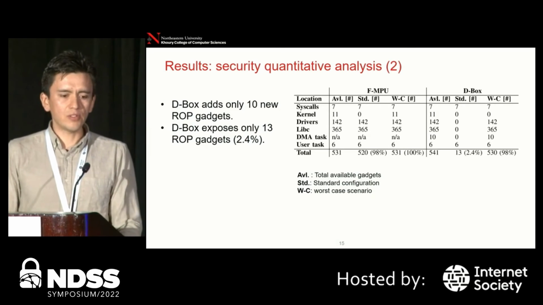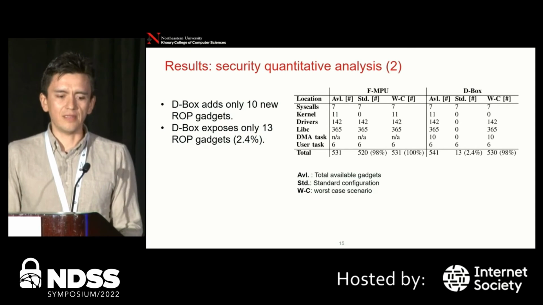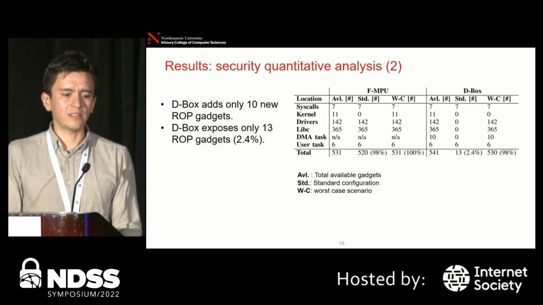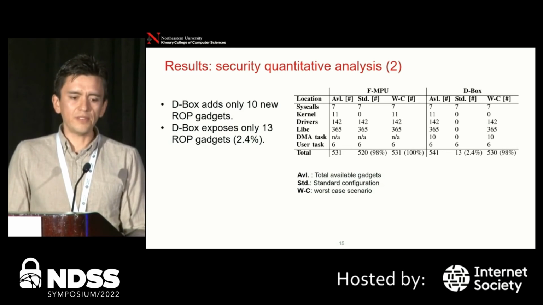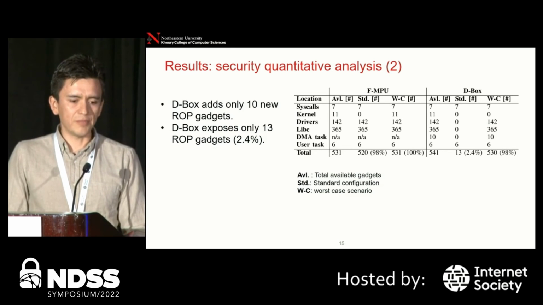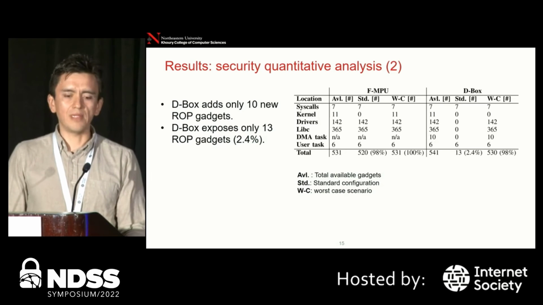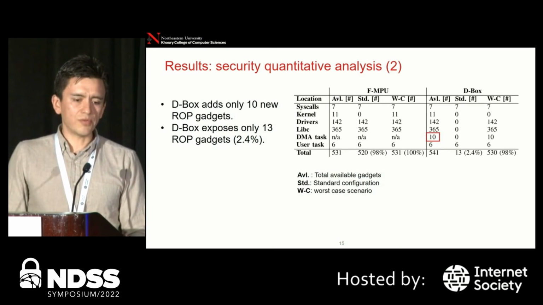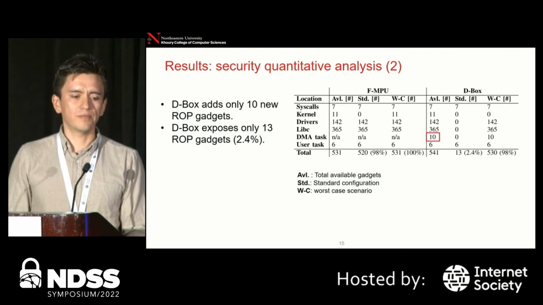In the second part, we also evaluated the number of return-oriented programming gadgets that our implementation includes, and D-box only adds 10 new gadgets. It also exposed 13 gadgets from the user space, which only represents 2.4% of the total number of available gadgets in the user space. This result is also related to the stricter D-box MPU configuration.